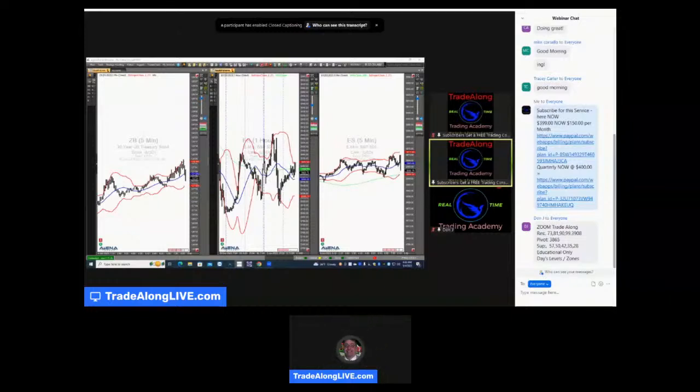As we quickly come down here to the 57 area, a little volatility here in the market. Again, the first couple bars are always a little bit more volatile, as you can imagine. Work in this 57 area here just a little bit.